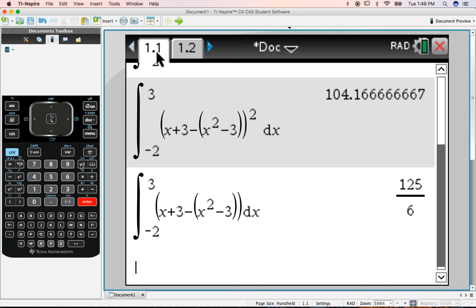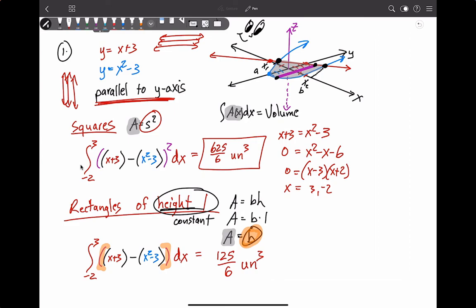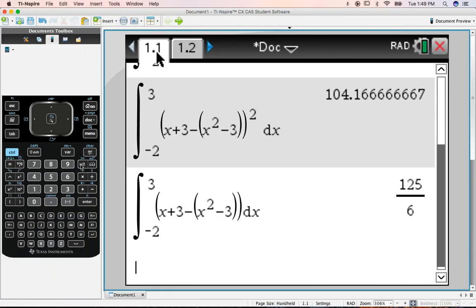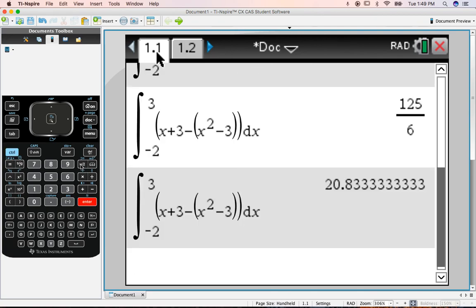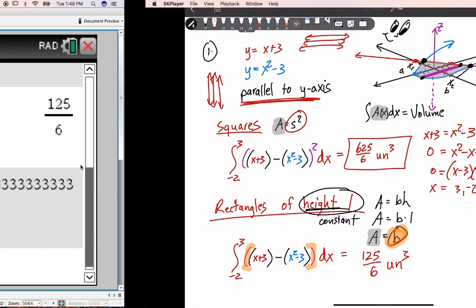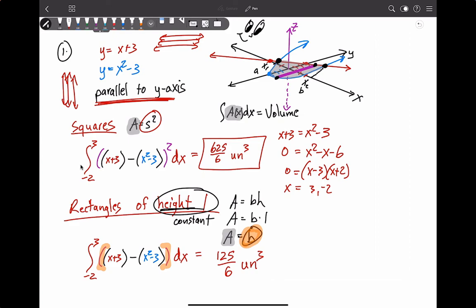cubic units. And again, if I wanted to put that as a decimal equivalent, I could just go back, copy my previous answer, and put control enter to get my decimal answer. So let me show you that real quick. Just press enter to copy, press control enter, and 20.833 would be the answer there. Okay, so 125 over 6 units cubed is the answer. And that's how you do both parts of number 1 from the homework. All right.